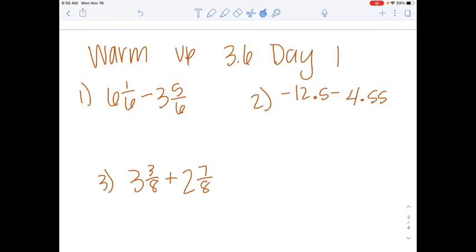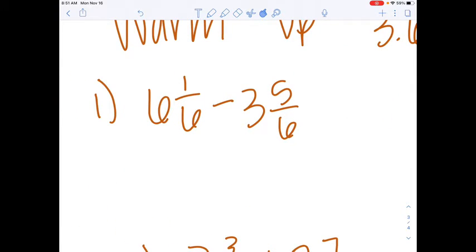These are the warm-ups for lesson 3.6 day 1. Pause the video, write them down, try them on your own, and then we'll go through them together. Number 1 is 6 and 1/6 minus 3 and 5/6.